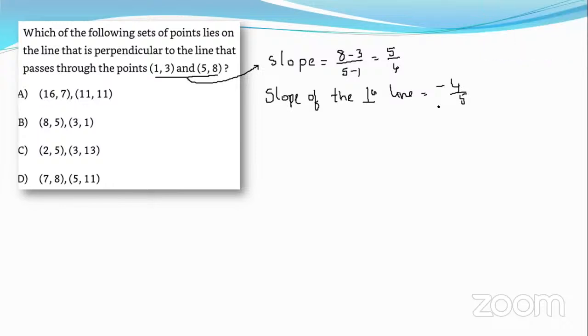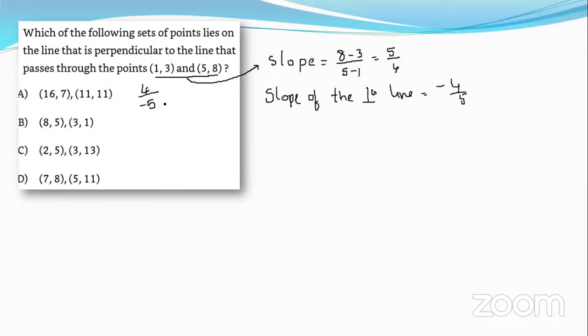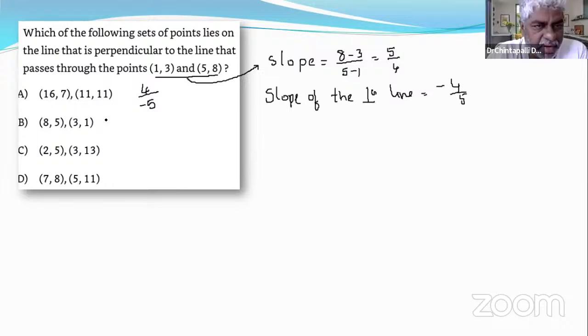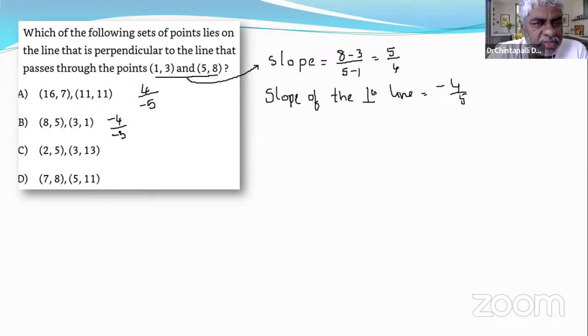What about option 1? 11 minus 7 is 4, 11 minus 16 is minus 5. Option B: 1 minus 5 is negative 4, 3 minus 8 is negative 5. Negative 4 by negative 5 is 4 by 5. Wrong.